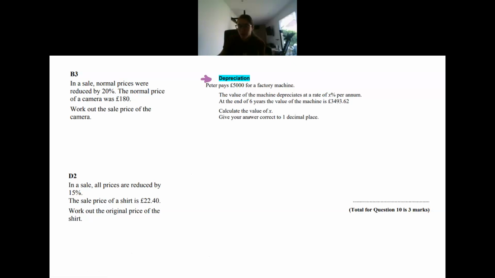Okay, depreciation, higher tier question. So it could be something as difficult as this. This one is a bit like compound interest, but the other way, we're reducing it. So depreciation means we're losing a particular percentage as opposed to adding it on like interest. Peter pays £5,000 for a factory machine. The machine depreciates at a rate of X% per annum. So we're actually losing money on this machine. It depreciates, so we're taking away that percentage. I don't know what that percentage is, so I'm going to call it X.